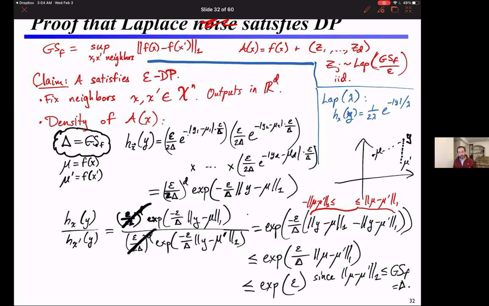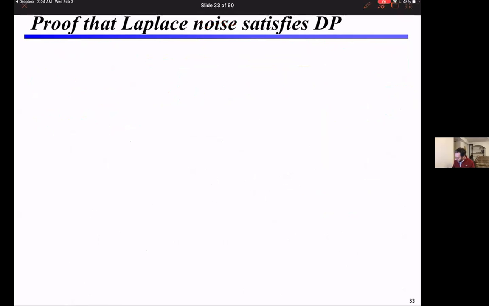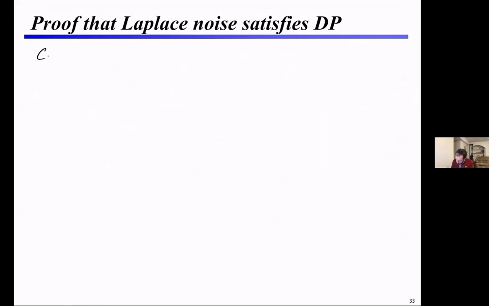Okay, so what have we got? What we've proven is that the ratio of the two densities, so we're comparing two different Laplace distributions, one centered at mu, okay, it's this multi-dimensional thing, but who knows, and one centered at mu prime. Okay, so we're comparing these two distributions, and what we've got is their densities are not too far apart. So in order to complete the proof, let's consider some event.